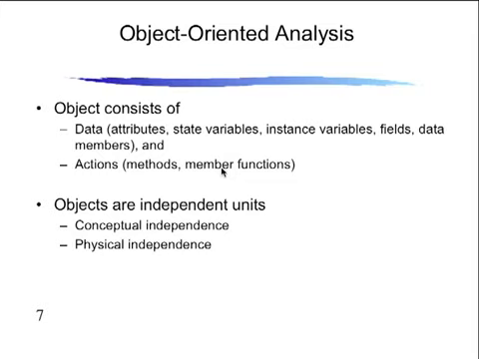What's missing above here are properties. So these could also be called properties. I was just looking at that a few minutes ago. And then for actions, what's missing here is the word message. So messages, methods, member functions, functionality. So objects are independent units. They have a conceptual independence, and they also have a physical independence in the system.